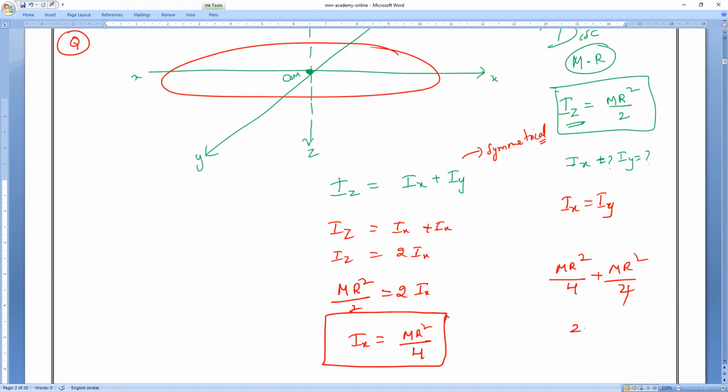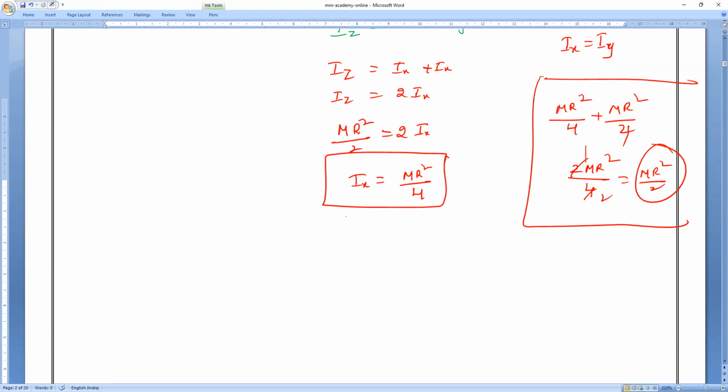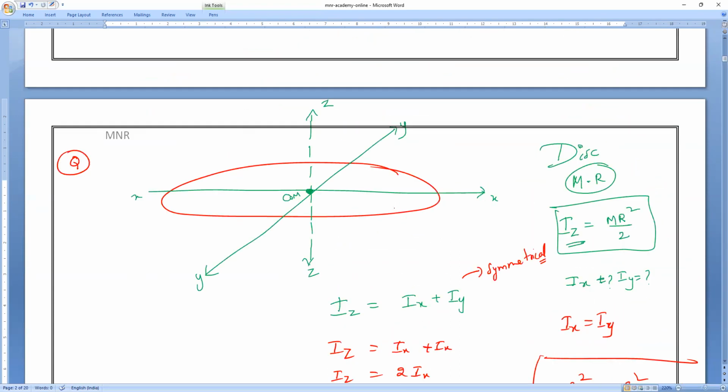Both are 4, so it is 2mr square by 4. Again, you get it about the z-axis only. Have you remembered? Have you got the answer, everybody? Please remember. Any doubt? Anybody can ask.